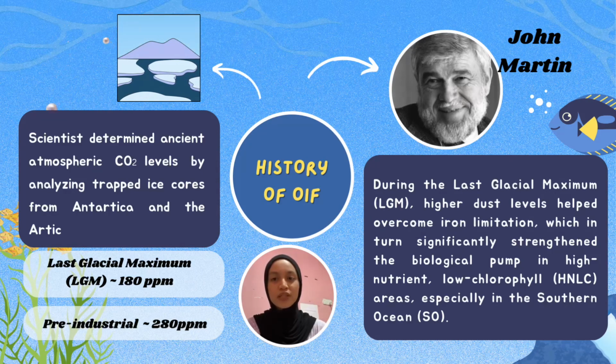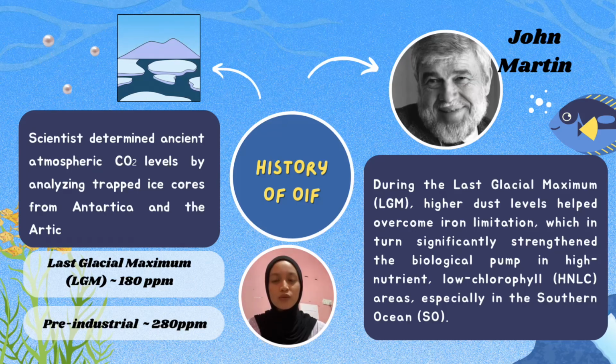How did scientists come up with the idea of using iron to help the ocean absorb carbon? It began with the discovery of ancient atmospheric carbon dioxide levels. By analyzing ice cores from Antarctica and the Arctic, scientists found that during the last glacial maximum, carbon dioxide levels were around 180 ppm, compared to approximately 280 ppm in the pre-industrial era. The significant difference raised an important question: what caused this change? That's where John Martin comes in.